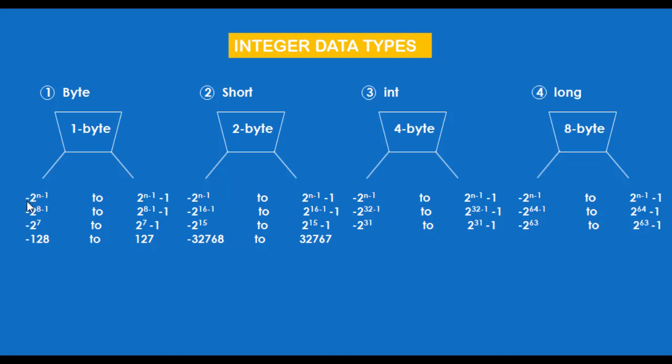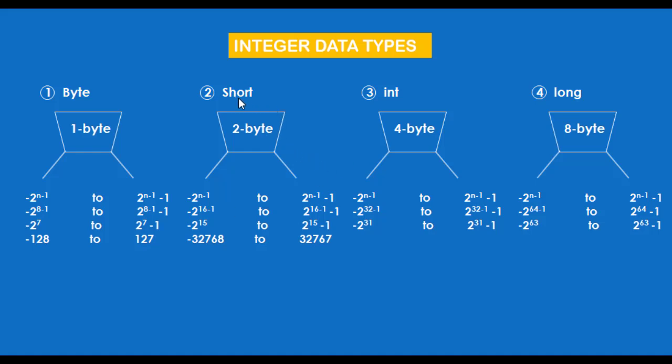We have one formula. This is minus 2 power n minus 1 to 2 power n minus 1, minus 1. And this formula applies to all these 4 data types. Okay, and in this, minus 2 power n minus 1, this n is the number of bits. In byte we have 8 bits, so we are using minus 2 power 8 minus 1 to 2 power 8 minus 1, minus 1. Then after calculating all this, we get minus 128 to plus 127.